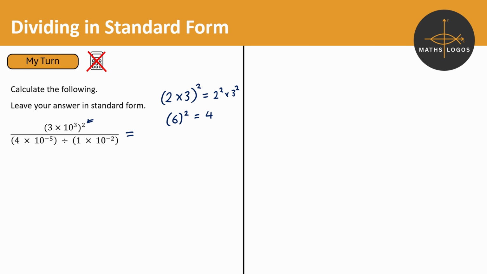2 squared is 4, 3 squared is 9. So 6 squared is 36, and 4 multiplied by 9 is 36. So this works, applying the power to both numbers inside the bracket, and it works when we're multiplying.